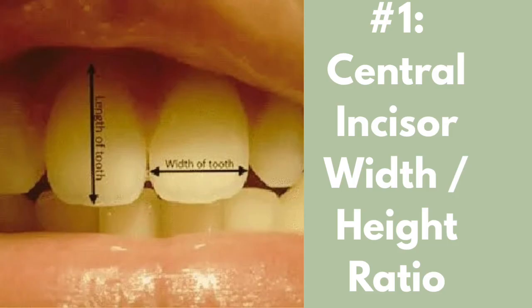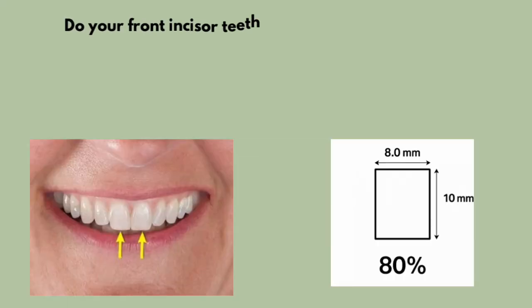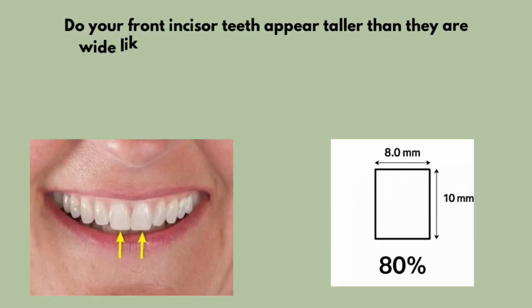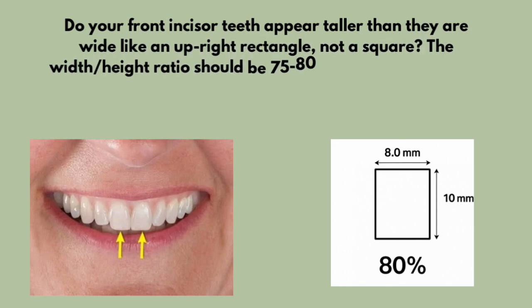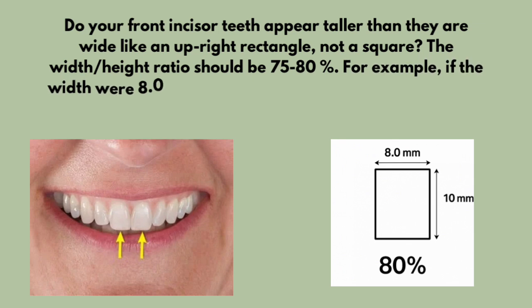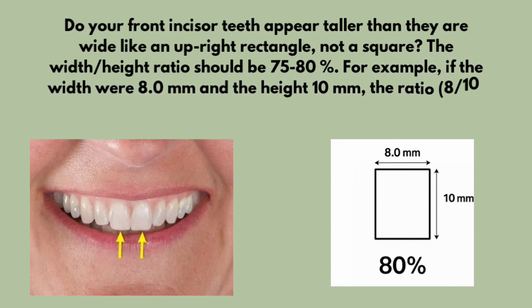They should look taller than they are wide, kind of like a standing up rectangle, not a square. Dentists use a guide called the width to height ratio to check this. It means your tooth's width, side to side, should be about 75 to 80% of its height, top to bottom. Example, if your tooth is 8 mm wide and 10 mm tall, then 8 divided by 10 is equal to 0.8, that's 80%, a perfect ratio. This shape makes your teeth look more natural, healthy, and attractive. If the teeth are too short or too wide, they might look square or unnatural.